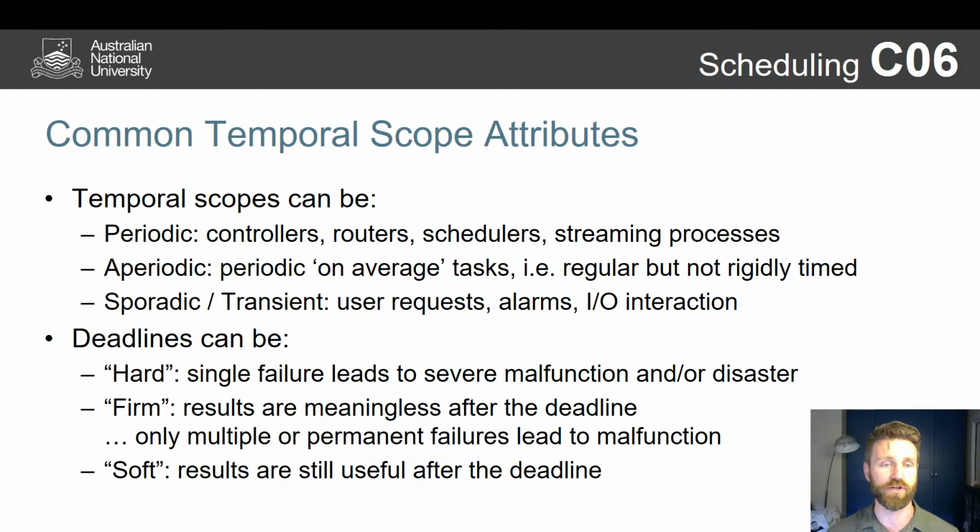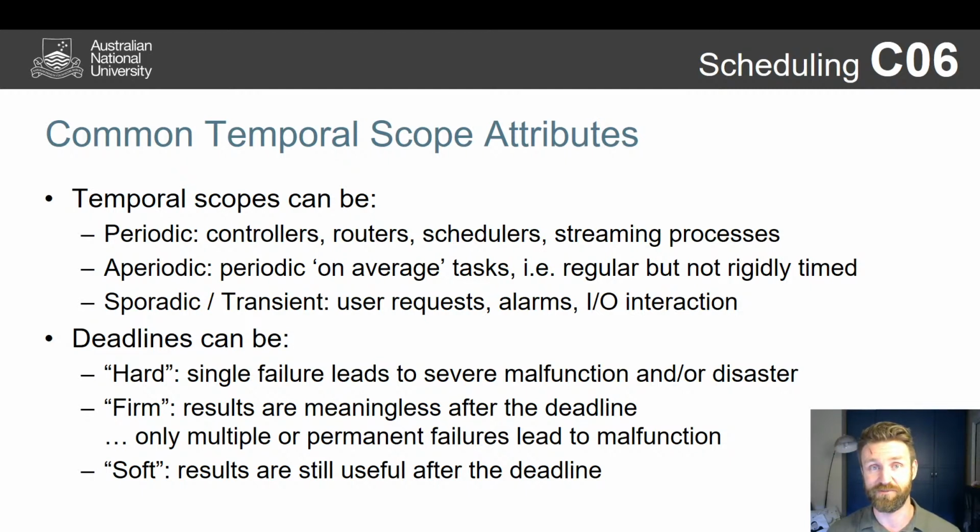Okay, and then in terms of those constraints, we were talking about the deadline. The deadline could be hard, firm or soft, and these are all terms that people use in real-time systems, but they tend to be defined slightly differently depending on the exact system or the exact safety standard you're talking about. But typically you might use the word hard, a hard deadline, to indicate that even a single failure to perform a task before the deadline could be considered a severe malfunction or a catastrophe, a disaster.